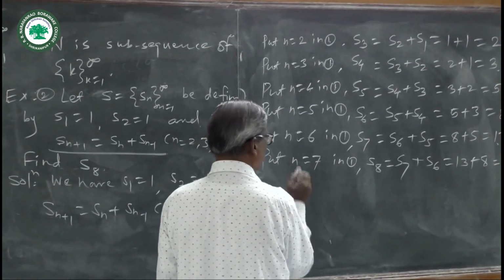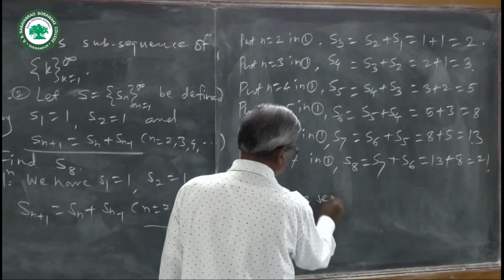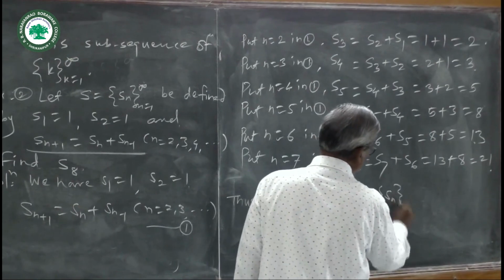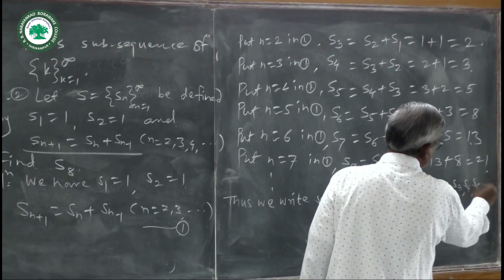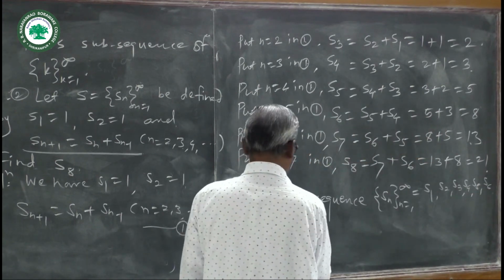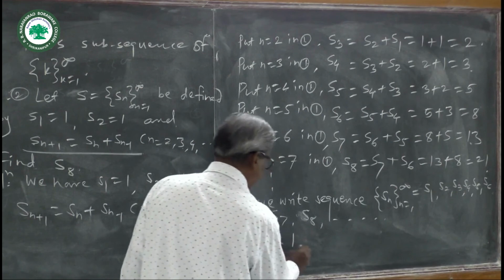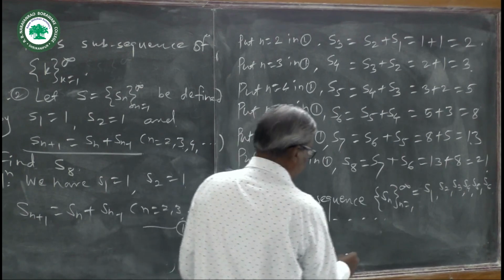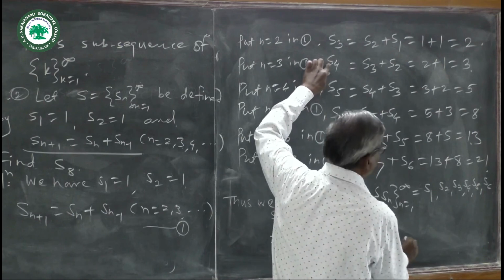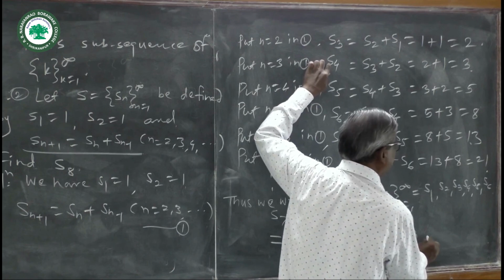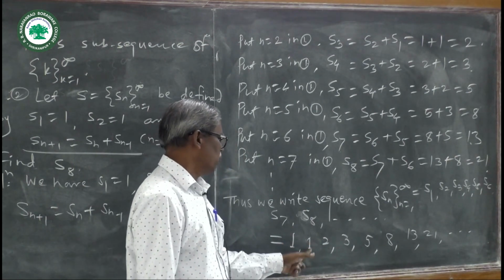Thus we write the sequence Sn, n is equal to 1 to infinity, is equal to S1, S2, S3, S4, S5, S6, S7, S8 and so on, is equal to S1 is 1, S2 is 1, S3 is 2, S4 is 3, S5 is 5, S6 is 8, S7 is 13, S8 is 21 and so on, and so on.